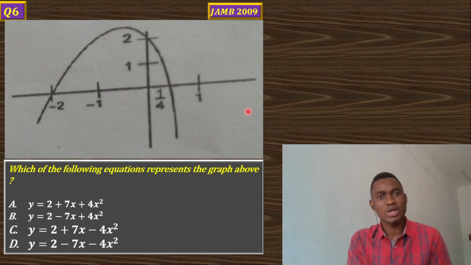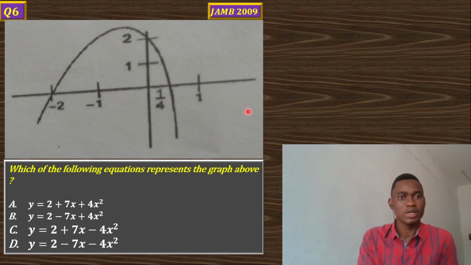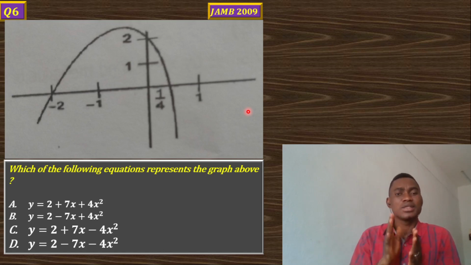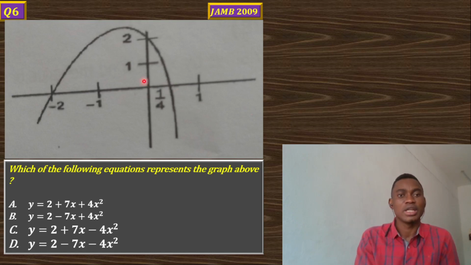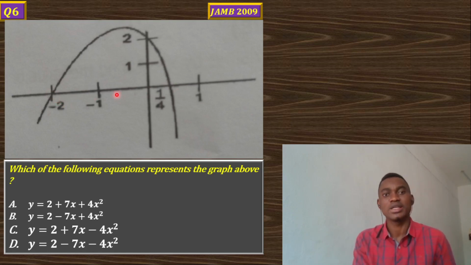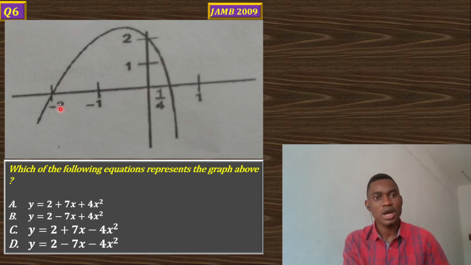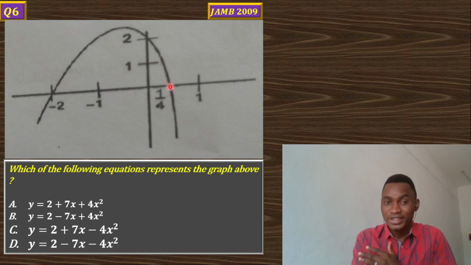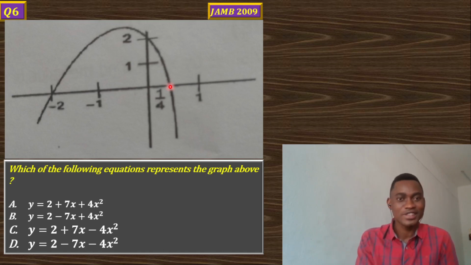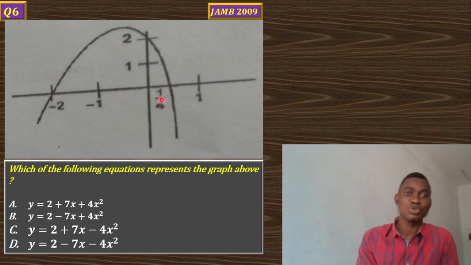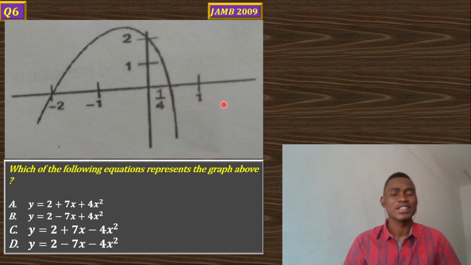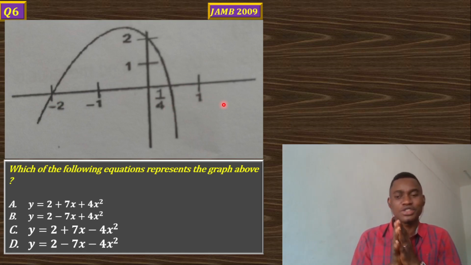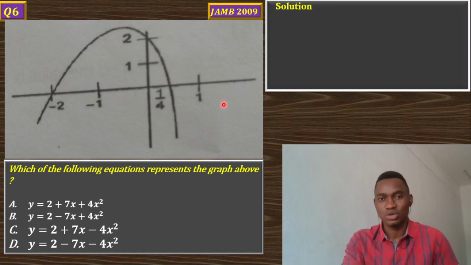The next thing to look at is the roots. The roots of every quadratic function are the zeros of the function. They are the respective values of x for which y is 0. So the roots are -2 and 1 over 4. These are the x-intercepts. So the roots are -2 and 1 over 4. Having made this clarification, let's look at the solution.